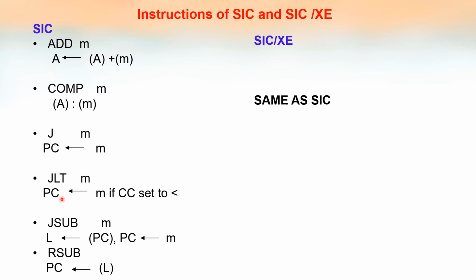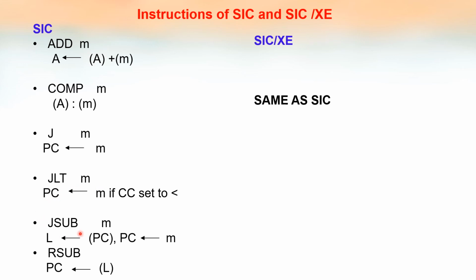Then the conditional jump instruction is JLT, which checks the condition code. If it is set to less than, this jumps to the memory location M, which means that this M is loaded into the program counter. Similar to this, JGT is jump if greater than, that is, if the condition code is set to greater than. Then JEQ, which means the condition code is equal to. According to that, this conditional jump instruction works.